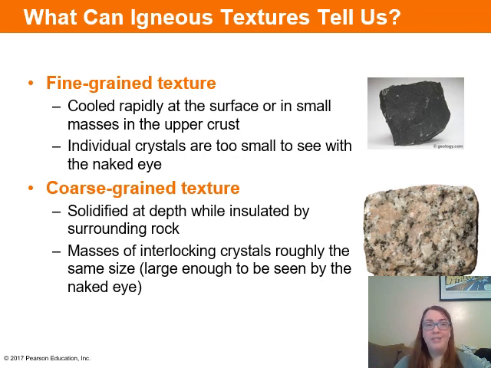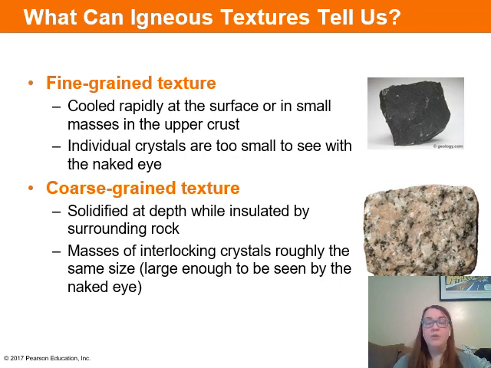But our coarse grain texture is something that we've talked about so far. Coarse grain just means that the minerals are large enough that we can easily see them with our naked eye. Because they're large, they're coarse grain, this tells us that these minerals solidified not only slowly, but deep inside of the earth while they're insulated by all these really hot rocks surrounding it.